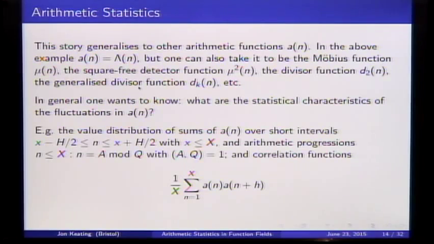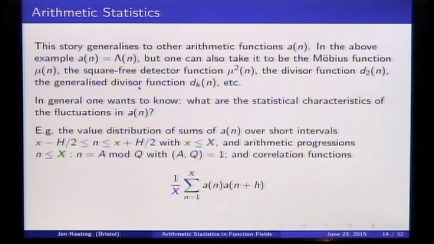We could ask similar questions about the Möbius function, which detects whether n is square-free, and if so, how many prime divisors it has. The square-free detector function, mu squared, which doesn't count how many prime divisors n has, it just detects whether it's square-free or not. The divisor function, which tells you how many ways there are to write the integer n as a product of two smaller or equal integers, and the generalized divisor function, which determines how many ways there are to write n as a product of k integers.